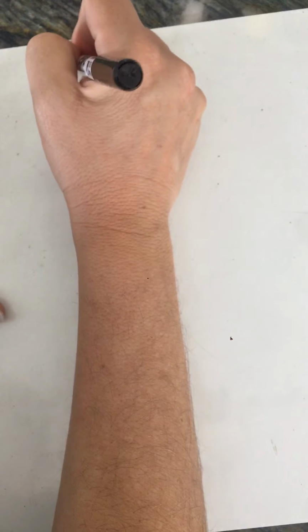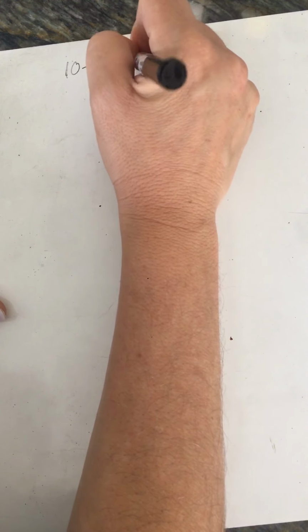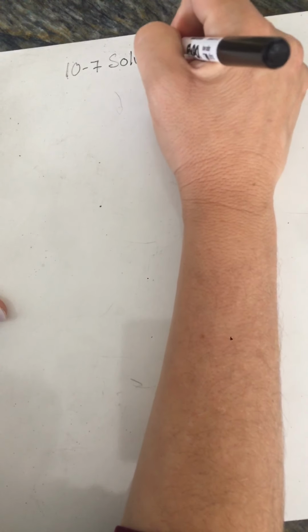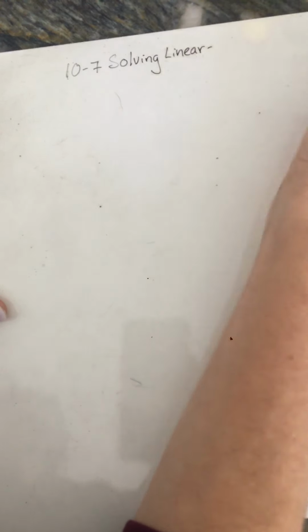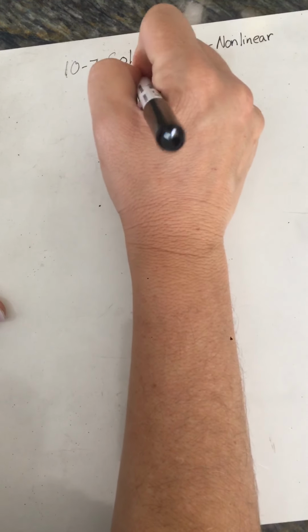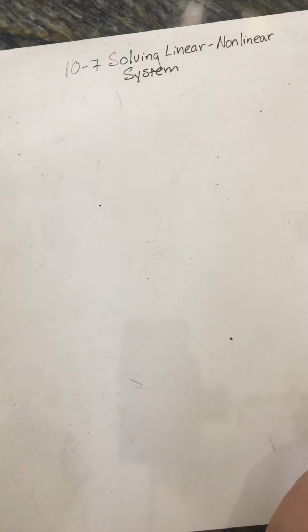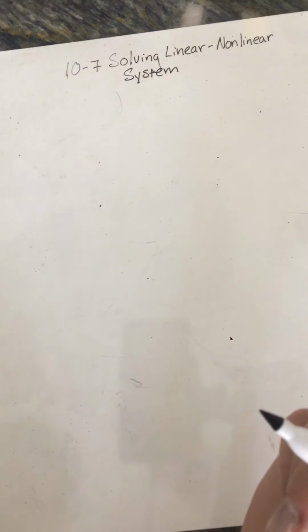So the last section is section 10.7, and we are looking at solving linear, nonlinear systems. So when we solved systems with two equations and two variables or three equations with three variables, nothing was ever squared. All the variables were to the first power. Now we're going to add in the layer of squared variables, or quadratics.